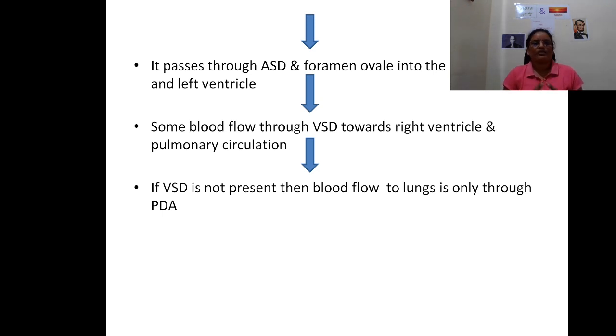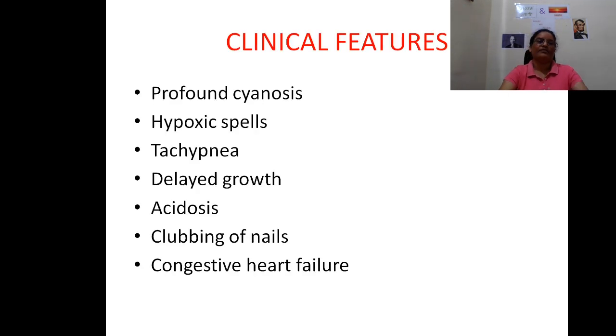If VSD is not present, then blood flow to the lungs is only through the patent ductus arteriosus. I hope you understand the pathophysiology. Next is clinical features. Profound cyanosis. Why? Because most of the blood received by the left side is deoxygenated.